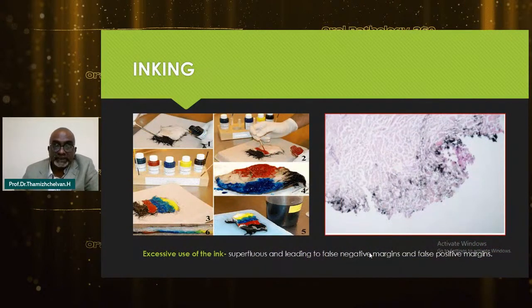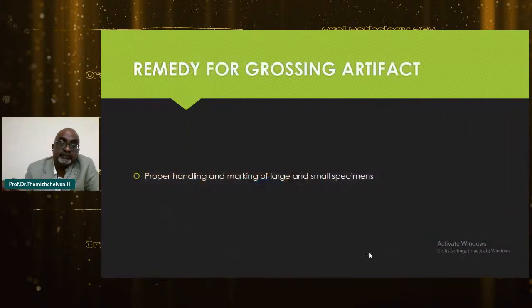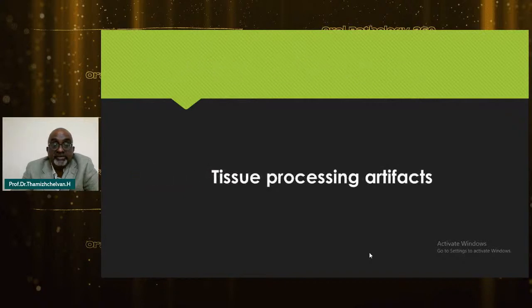Inking is also a problem, because during grossing, for the surgical margin, we try to put the inking, which really gives a problem in reporting the section, and can also give false negative and false positive margins. Please also request the surgeons to avoid povidone iodine solutions before taking a biopsy. So that's the remedy for grossing defects.